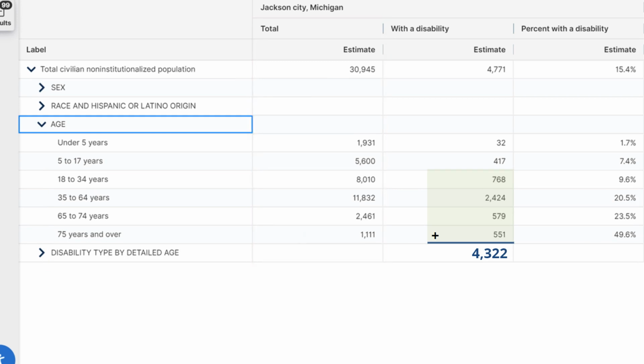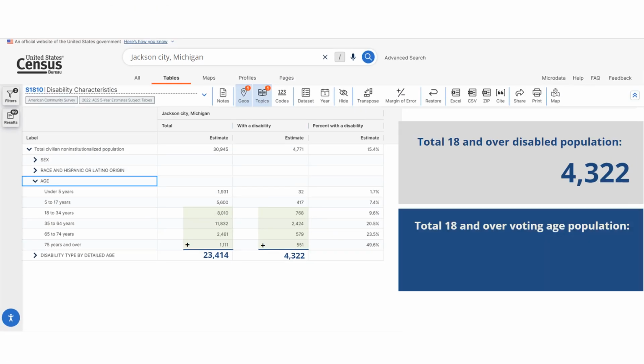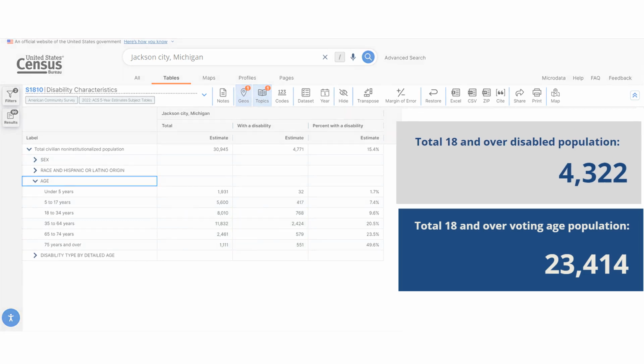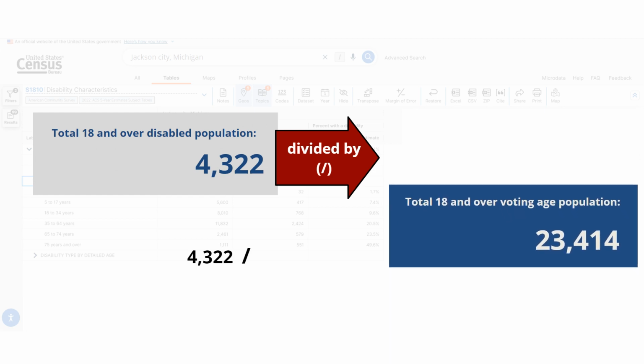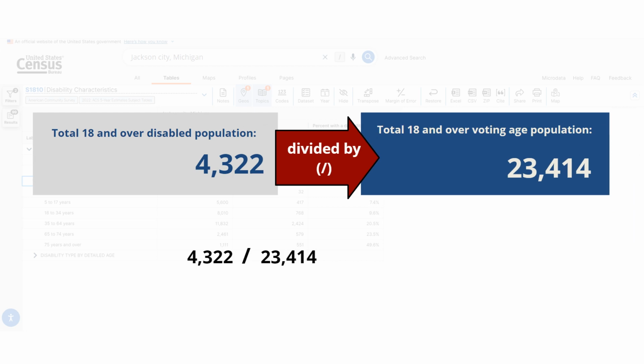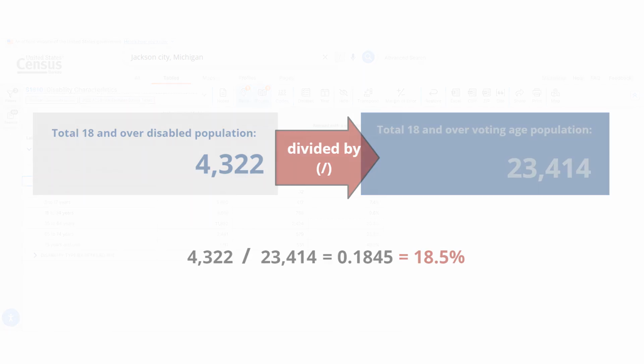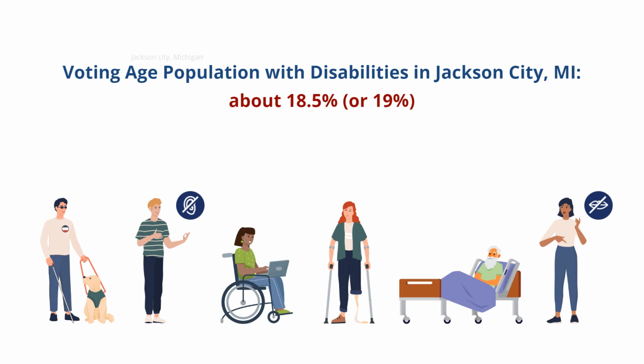Next, we would add up the number of people in the 18 and over category for the total population. That's the bottom 4 rows in the first column. These numbers add up to 23,414. The total voting age population is 23,414. Then we would divide the first total, which was the total 18 and over disabled population, 4,322, by the second number, the total 18 and up population, which is 23,414. That would give us 0.1845 or 18.5%. So the voting age population with disabilities in Jackson City, Michigan is roughly 18.5%. We can round this number up to 19%.